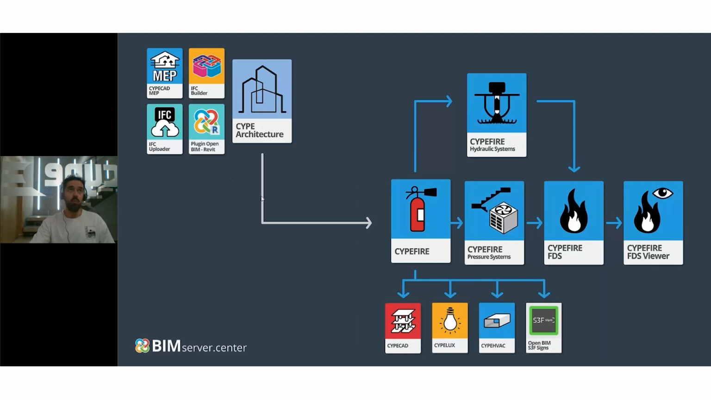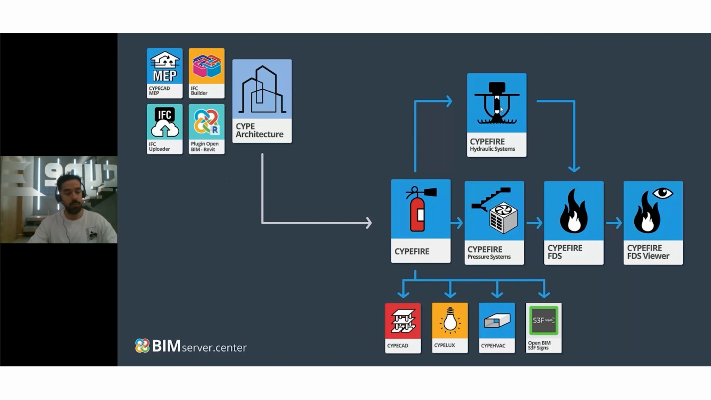Once you have this, I recommend you go directly to work with this suite. In the beginning, we have CYPEFIRE, which allows you to make the basic design of fire protection. We also have Pressure Systems, which allows you to make the staircase pressurization visualization, and CYPEFIRE FDS to make a fire simulation. Today we are going to see CYPEFIRE Hydraulic Systems, which allows you to make the design of sprinklers, fire hose reels, or hydrants.